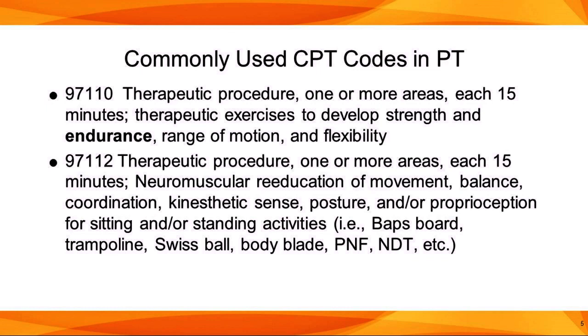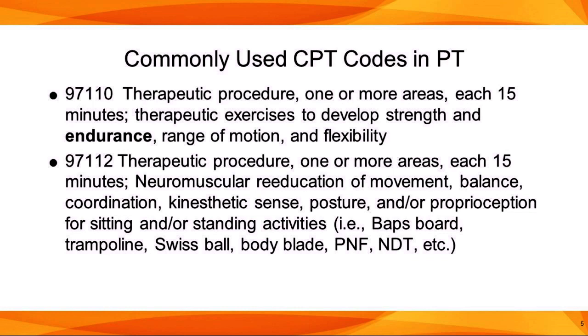So the most commonly used codes in PT, I'll list them all and talk about them, start with 97110. That is the most commonly used CPT code in PT. Therapeutic procedure, one or more areas, each 15 minutes. Therapeutic exercises to develop strength, endurance, range of motion, and flexibility. Endurance is in bold there because I wanted to point out something about that. If you are doing therapeutic exercise for endurance alone, that may not be reimbursed by different insurance companies.